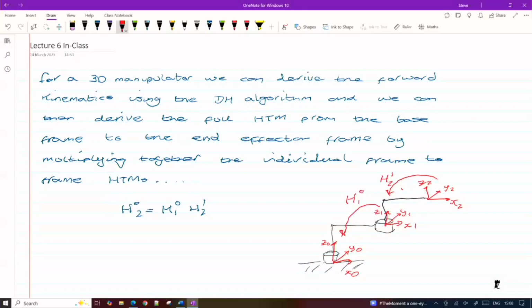So that pictorially is essentially what we're doing. We're taking a point that we can describe easily in our end effector frame and coming up with a matrix way of describing its position relative to our fixed base coordinate system. Okay?